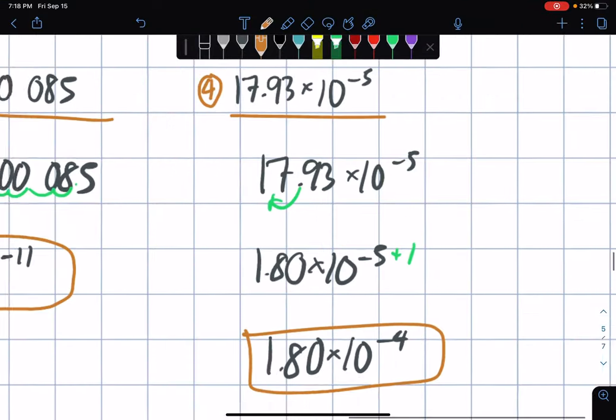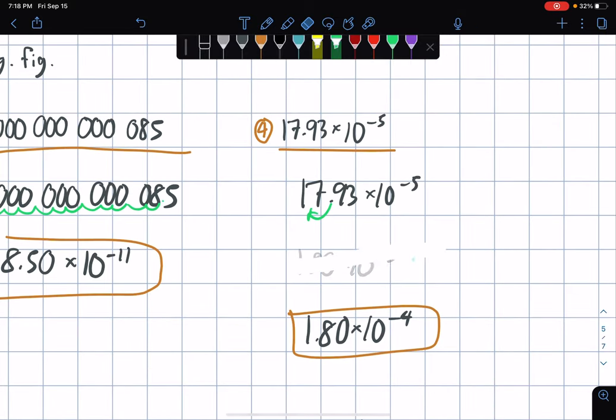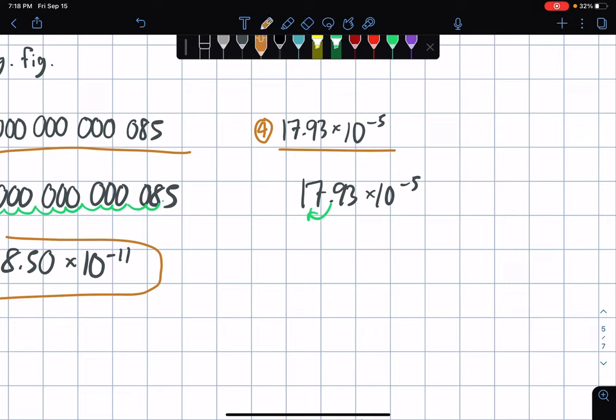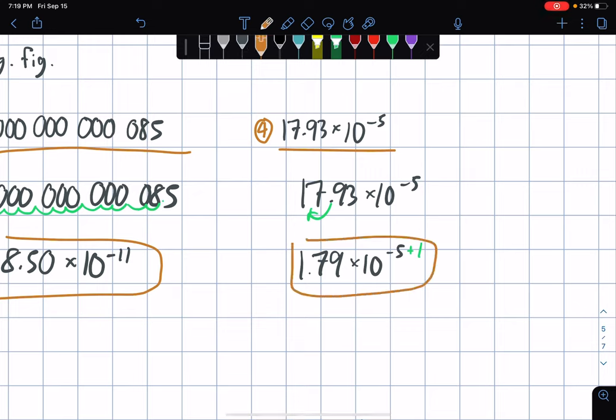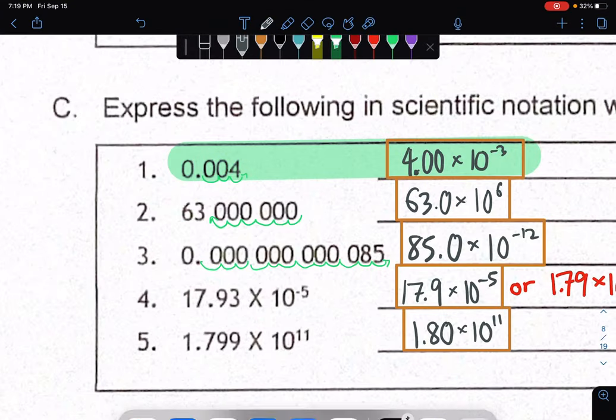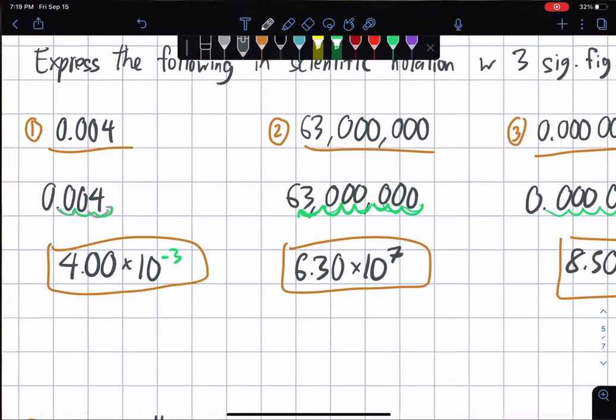Yep, there's something wrong with number 4. It's not 1.80, it's 1.79, and then times 10. The process involving the exponent is still correct, but I'm not sure why we're not allowed to round it off to 1.8. But anyways, this is the answer. Whoops, this is supposed to be negative 4. So 1.79 times 10 raised to negative 4.